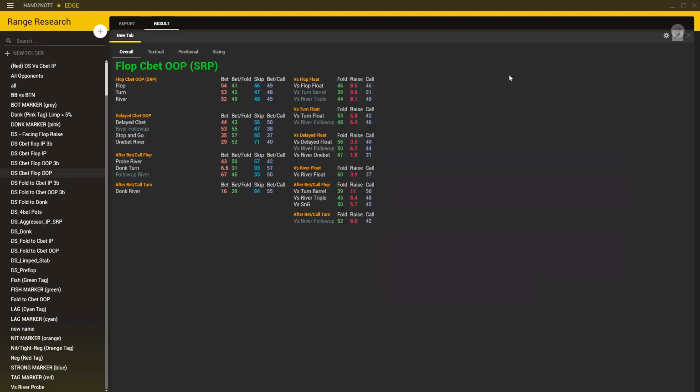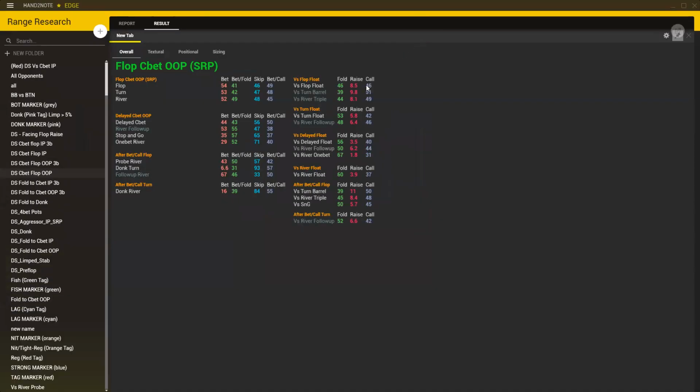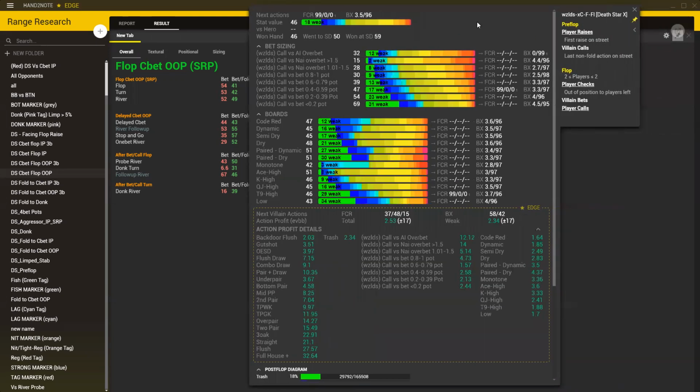Now, with that, let's just have a very quick look at the check calling range against the flop float bet. See if we see some evidence of that. I'll just give hands to note a minute here. Right, check call against flop float bet.